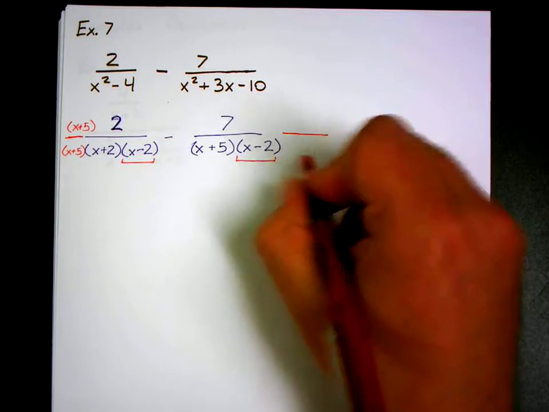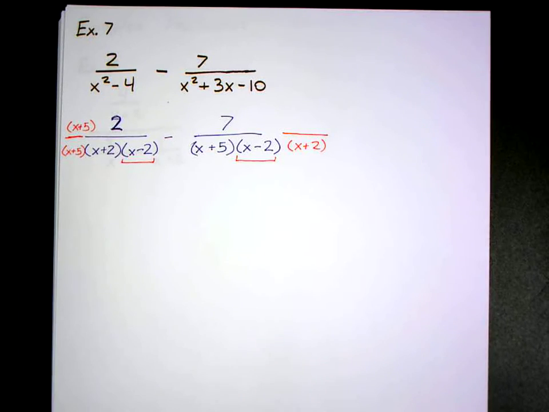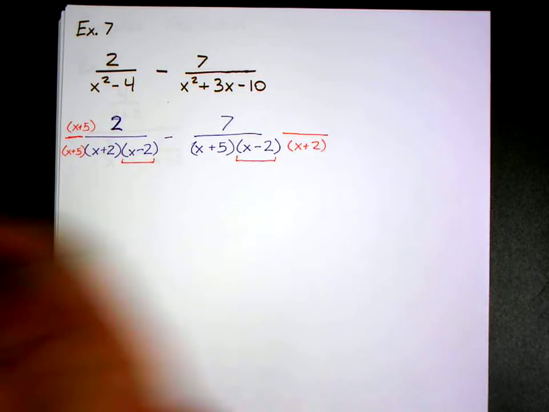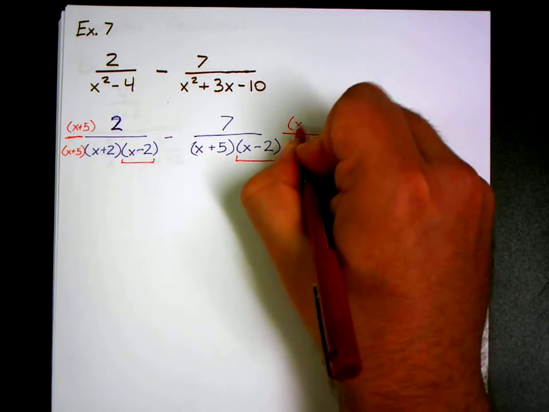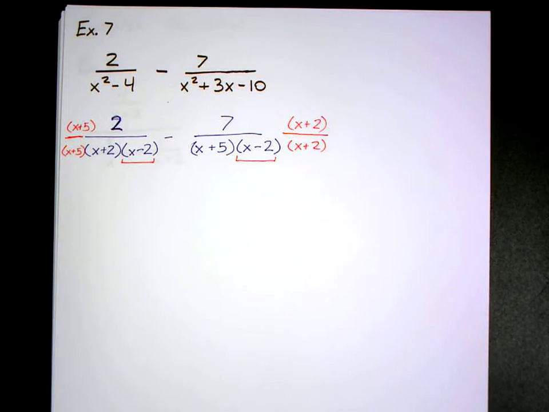This one is missing an x plus 2, so I give it an x plus 2. But whenever I give it an x plus 2 in the denominator, I have to do the same thing to the numerator. That's how you get your like denominators.